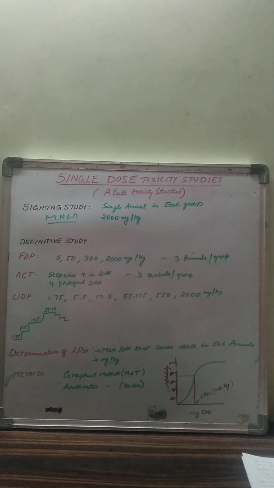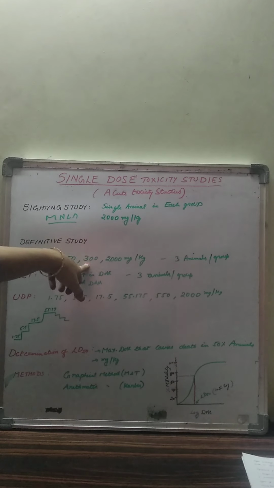Next, coming to the definitive study, the first one is the fixed dose procedure. In this fixed dose procedure, generally you will take 4 groups of animals, and each group will have 3 animals. Generally females are preferred for these acute toxicity studies, and female rats or mice of some 8 to 12 weeks of age can be used. In the FDP, generally you can fix some doses like 5 mg per kg, 50 mg per kg, 300 mg per kg, 2000 mg per kg. These are the general fixed dosages which can be selected.